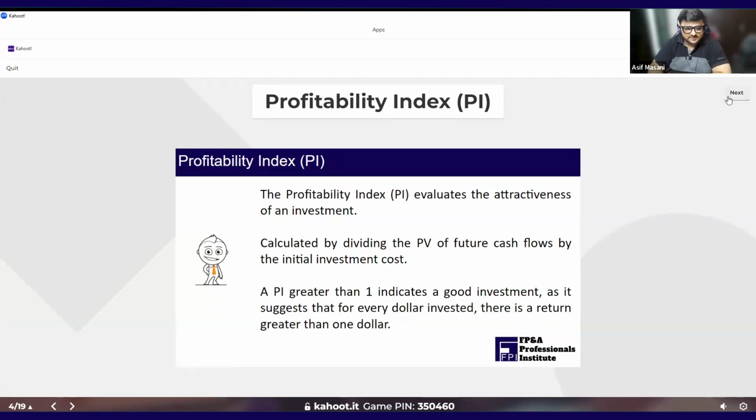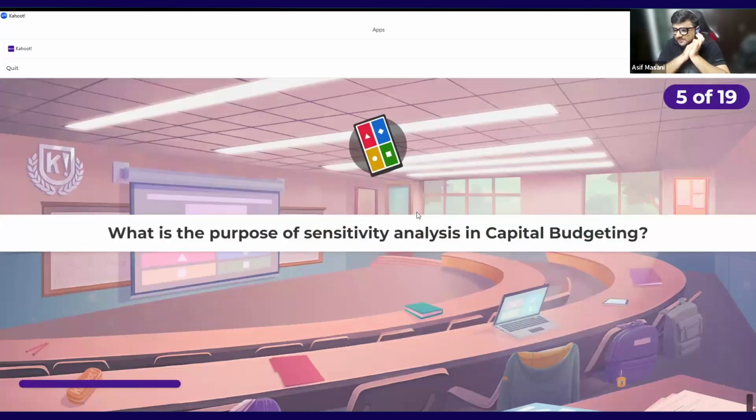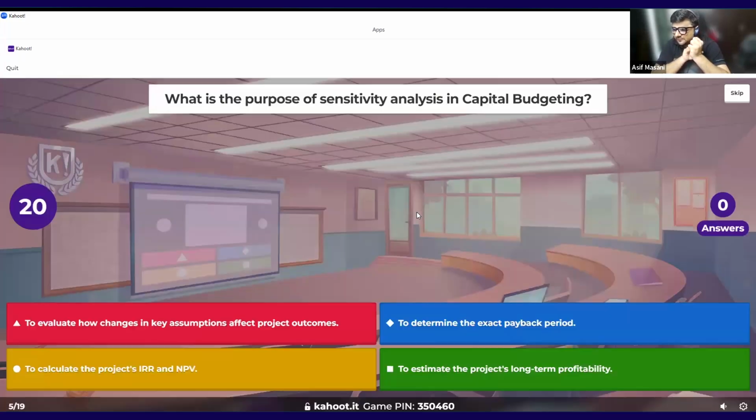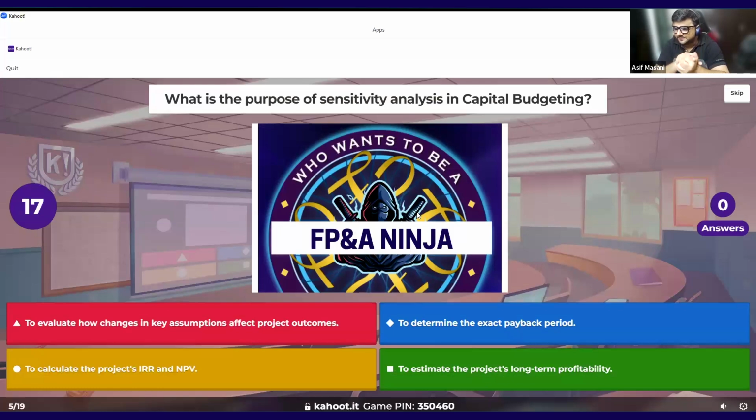Okay, we'll take questions at the end, so we will clarify any doubts, any questions that you have on these questions at the end, in the last 10-15 minutes. For now, let's keep moving on. We'll go to the next question and let's see what that question is. What is the purpose of sensitivity analysis in capital budgeting? And you see 4 options on your screen.